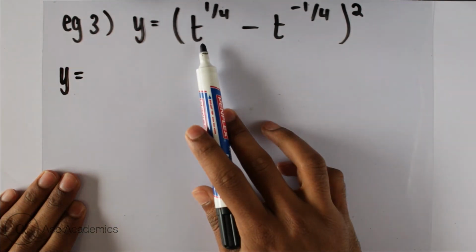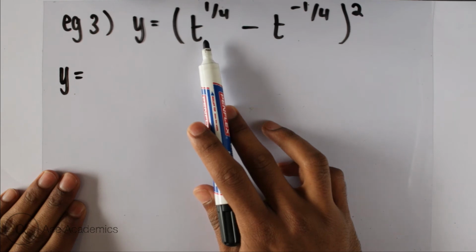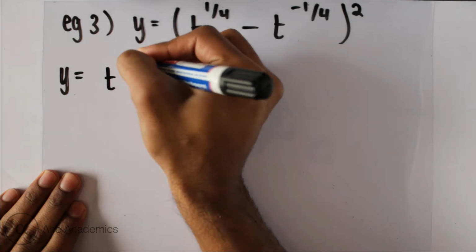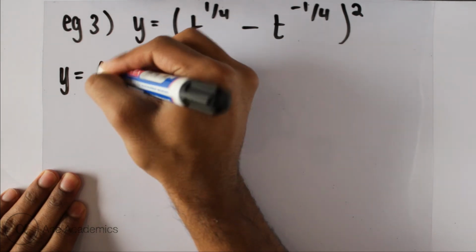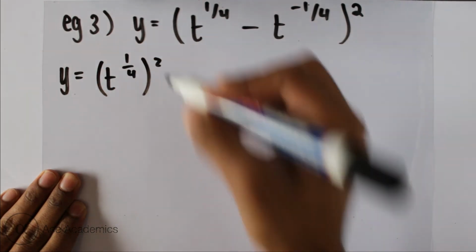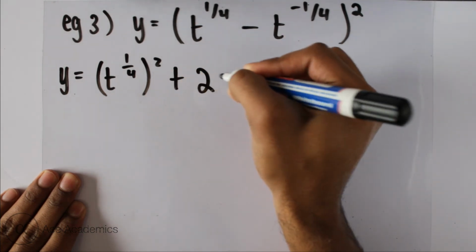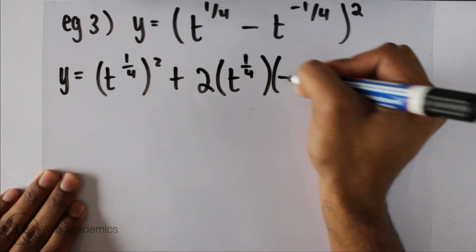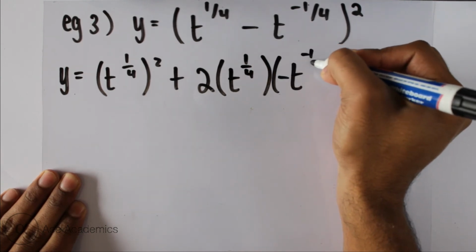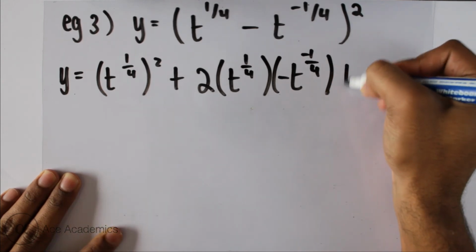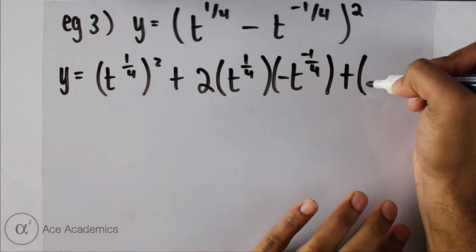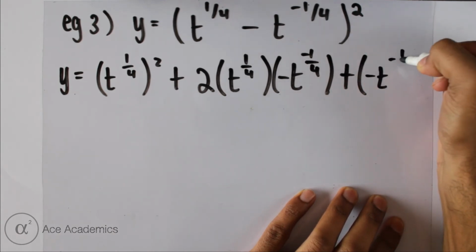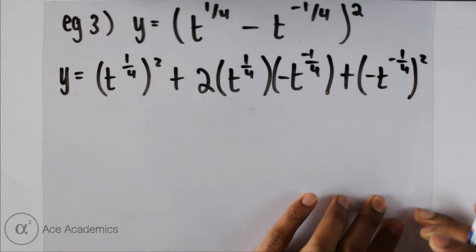So the first step is first times first. So it's t to the power of a quarter times t to the power of a quarter, which is basically t to the power of a quarter all squared. The second step is to add 2 times the first term, which is t to the power of a quarter, times the second term, which is negative t to the power of negative a quarter. And the last step is to add the last term, or the second term, squared. So it's negative t to the power of negative a quarter all squared.